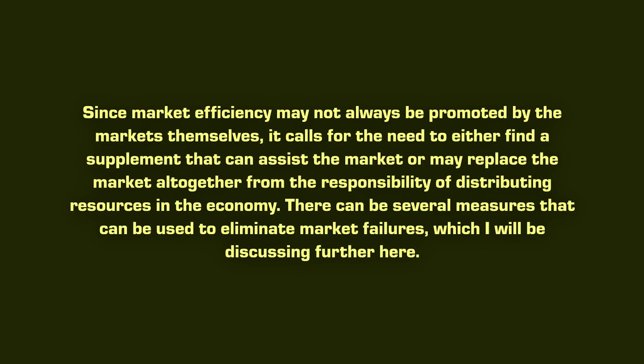Now, what can be the regulatory mechanism to control market failure? Market failure is a potential deterrent to the objective of economic efficiency and maximization of social welfare in an economy, and that is why welfare economists stress the need to mitigate it. Now, since market efficiency may not always be promoted by the markets themselves, it calls for the need to either find a supplement that can assist the market or may replace the market altogether from the responsibility of distributing the resources in the economy. There can be several measures that can be used to eliminate market failure, which I'll be discussing further here. One amongst them would be use of legislative measures to correct market failure.